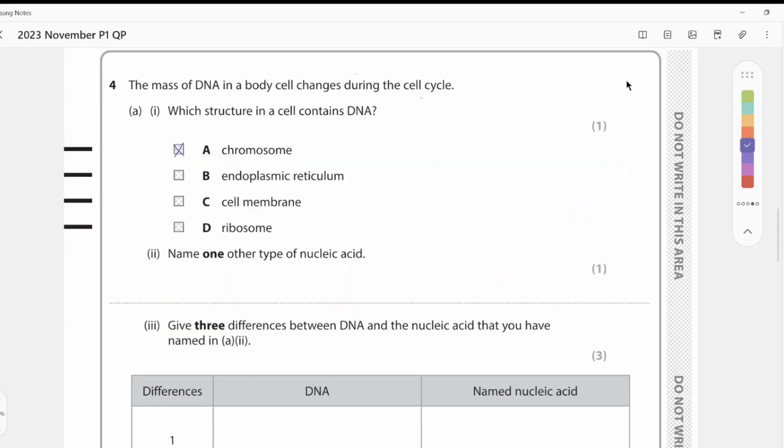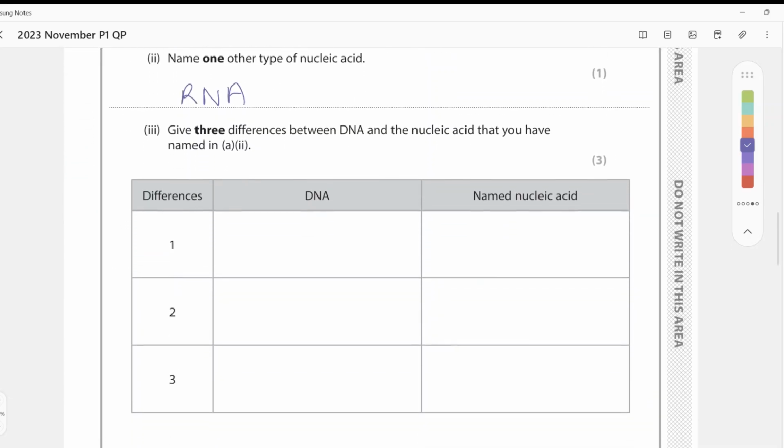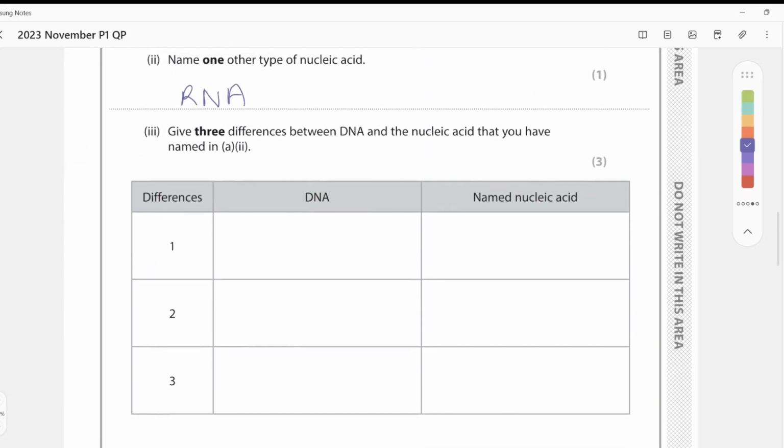All right, in part 2, name one other type of nucleic acid. That would be the RNA. So RNA. You can also say mRNA or tRNA, that's fine. Part 3, give 3 differences between DNA and the nucleic acid that you have named in Part A2. So basically the differences between RNA and DNA.